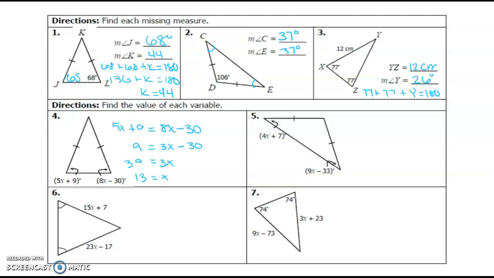All right, so hopefully you paused the video, and for number 5, hopefully you set them equal to each other because those angles are congruent on an isosceles triangle. You solved for x, and you got 8 equals x.